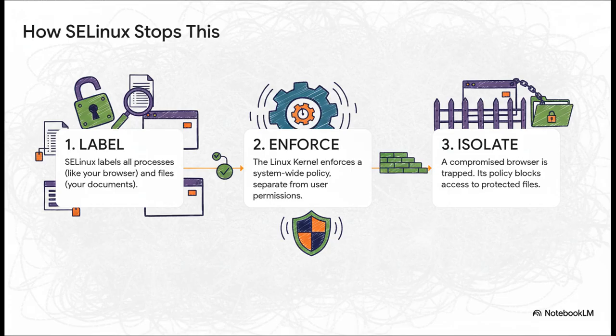First, it puts a security label on everything. Your web browser process gets a label, and your personal documents get a different label. Then, the Linux kernel itself enforces a system-wide policy. So the bottom line is, if your browser gets compromised, it's trapped. The policy says the web browser label is not allowed to touch files with the personal documents label, even though you, the user, technically own both. The attack is stopped dead.